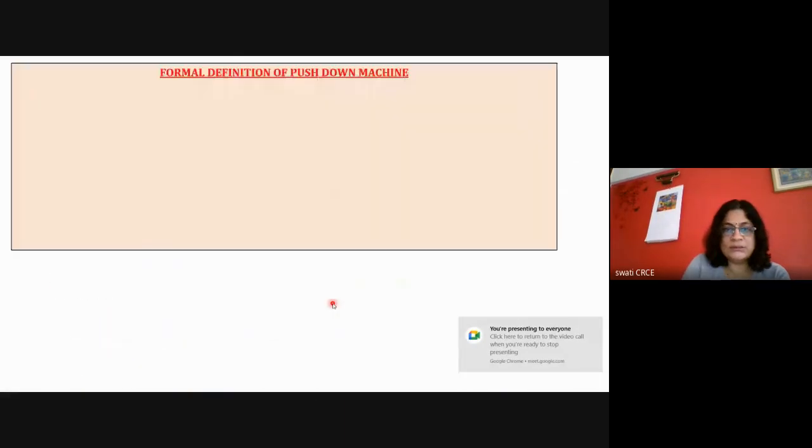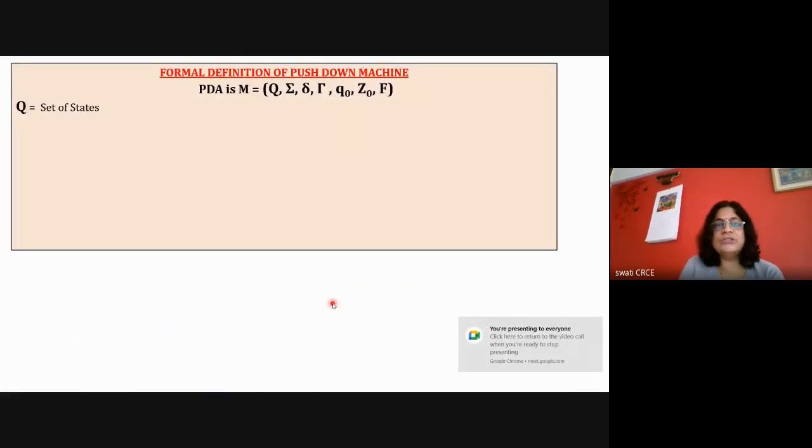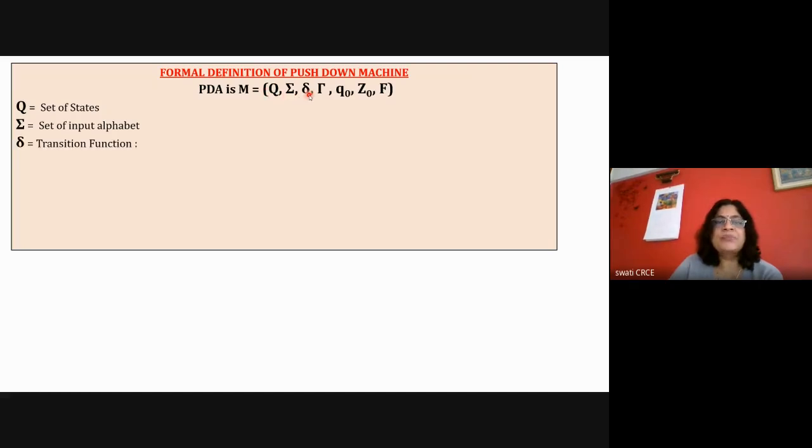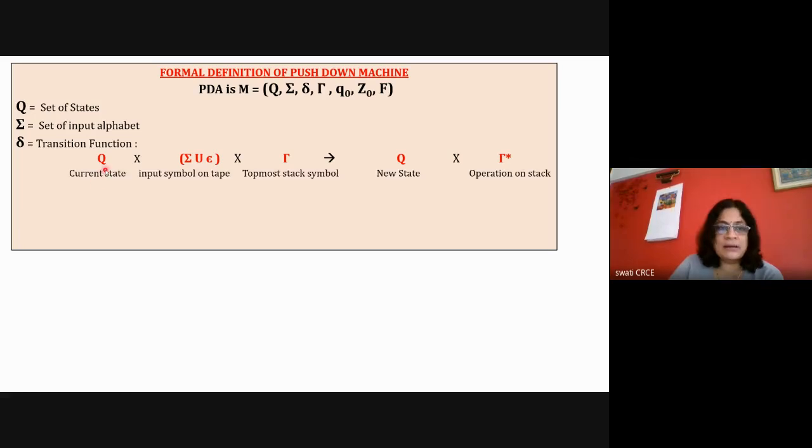Now, just go ahead. This is a formal definition of a pushdown machine. It is a combination of a total of 7 elements. So it is a 7-tuple where capital Q is a finite set of states, sigma is a set of alphabet, and delta is a transition function. Delta means the present state with the input symbol on the tape and the topmost stack symbol gives the new state and the operation on the stack.